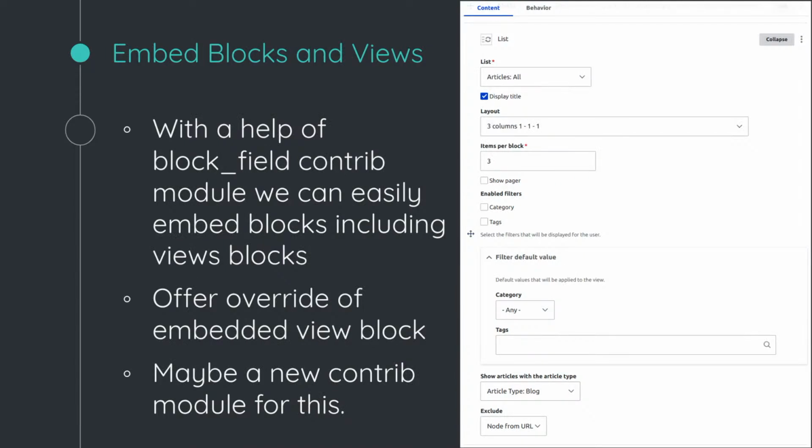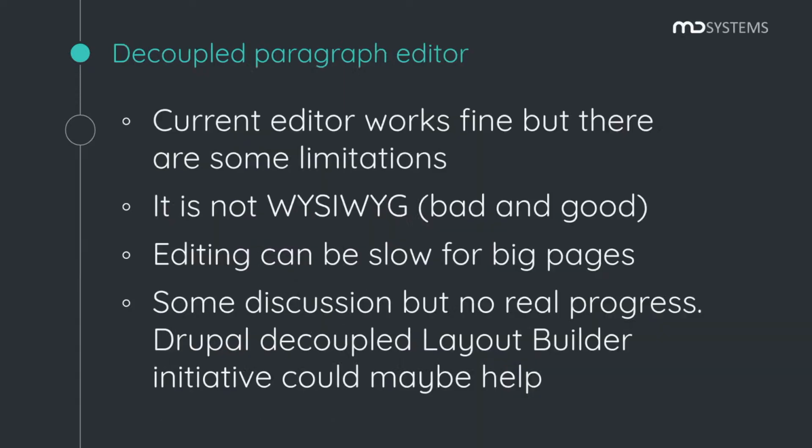Blocks and views support: you have the Block Field contrib module, so you can easily add a field in your paragraph to reference some blocks and then views blocks. The problem starts when you have your view, and you say, okay, this display mode, but I want to change the pager or whatever for that view display. You need to create a new view display in your view, and that's just a lot of hassle. So what we did is you can override all these views attributes per paragraph instance, which saves a lot of time. That also would be nice to be shipped into Paragraphs Collection or a new contrib module for this.